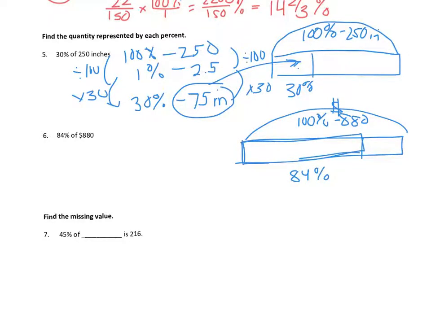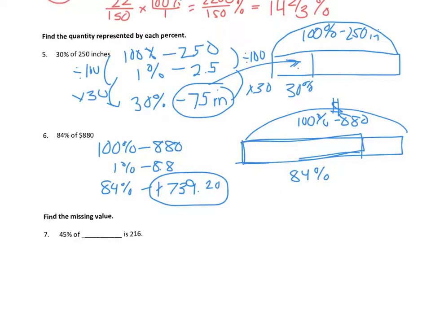So if I know that 100% of it is all 880, then 1% of it would be 8.8, which means 84% of it would mean I need 84 more of those. So if I type in 8.80 times 84, it gives me $739.20.